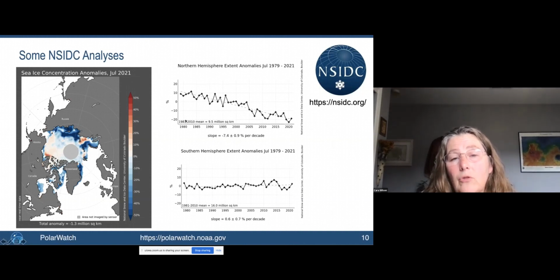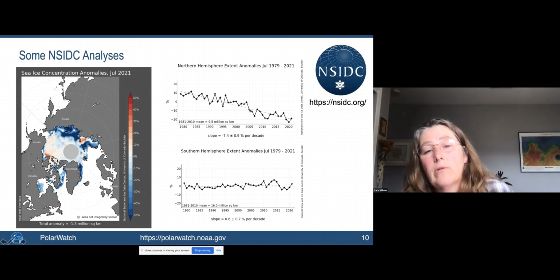Again, these were images I just picked up straight from the NSIDC website. This is looking at the anomaly of the extent of the sea ice in the Northern Hemisphere. So you can see in this record that goes back to 1980, so we have 40 years of data, there's a steady decline in the extent of sea ice in the Northern Hemisphere.